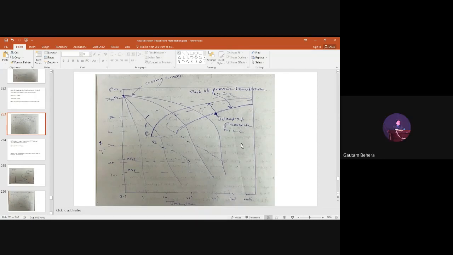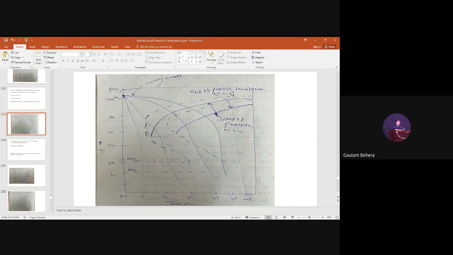Yes, I understand your point. Am I correct? Yes, obviously. That is the answer. And what is the need of showing this TTT diagram? If you want to draw a CCT diagram, you do not have to show this TTT diagram. I have drawn this one to distinguish them. That's all. You should not get confused.